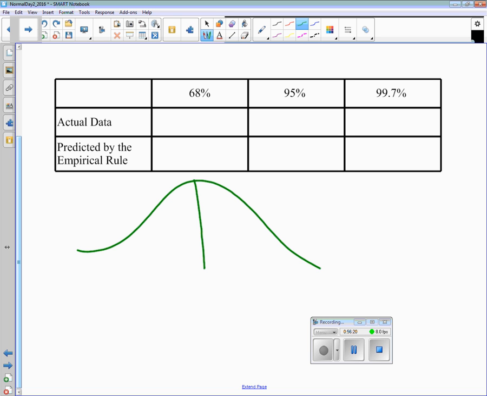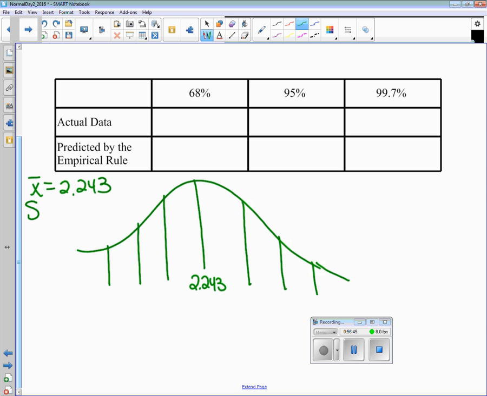Can you just go to StatCalc, one of our stats for me real quick? Yeah, you're fine. 2.243, okay? 2.243. What was the standard deviation? Because I'm going to go 3 standard deviations above and 3 standard deviations below. So the mean was 2.243. What was the standard deviation? 0.066.